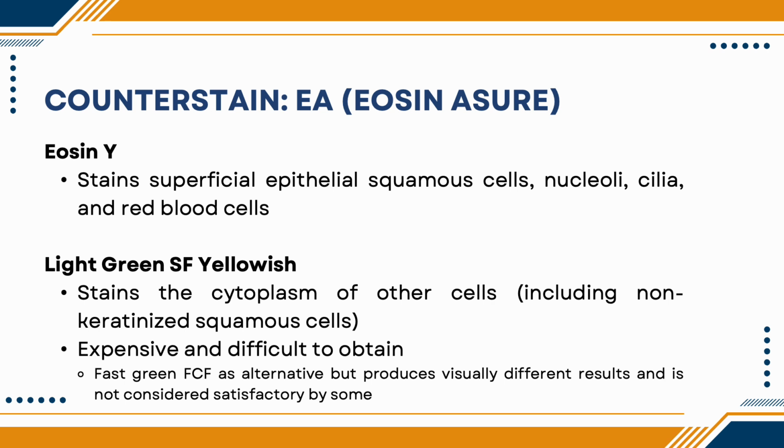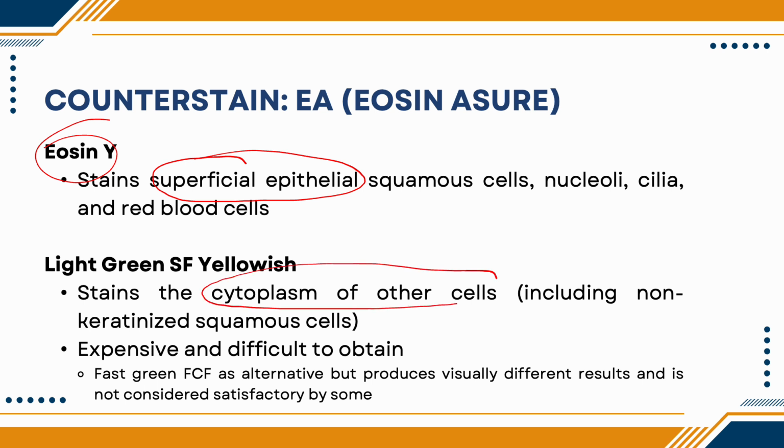So what are the compositions? For eosin Y, it stains superficial epithelial squamous cells, nucleoli, cilia, and red blood cells. So again, eosin Y stains superficial epithelial cells, whereas light green SF yellowish stains the cytoplasm of other cells, including non-keratinized squamous cells. Ano nga yung stain natin for keratin?